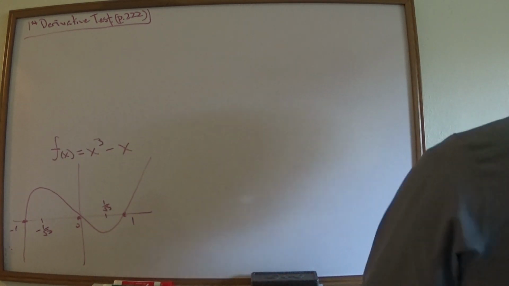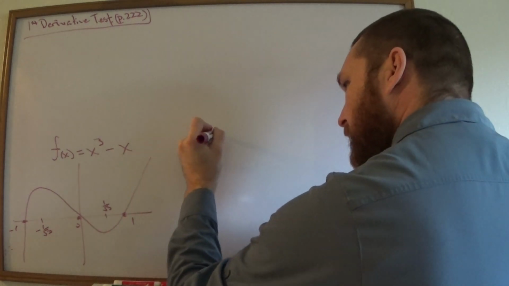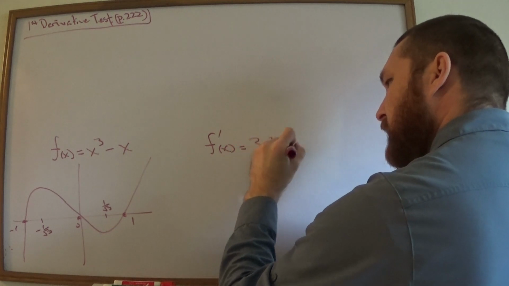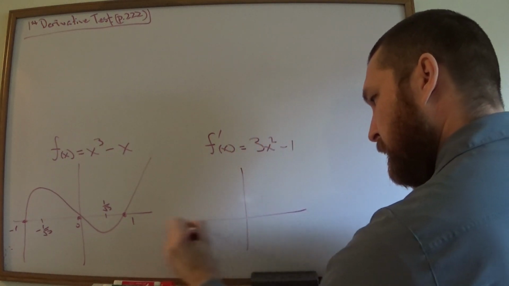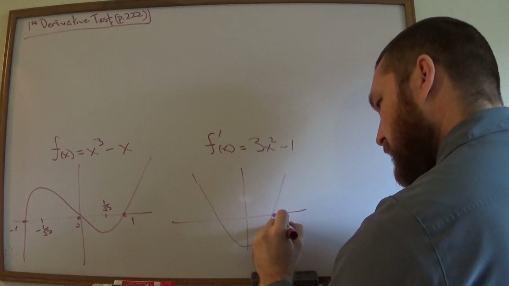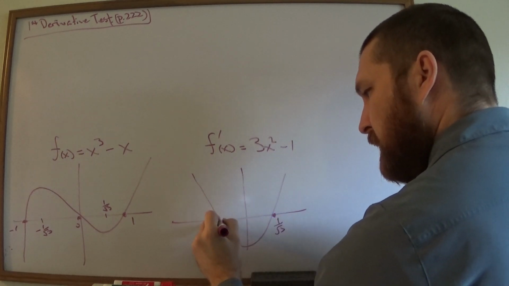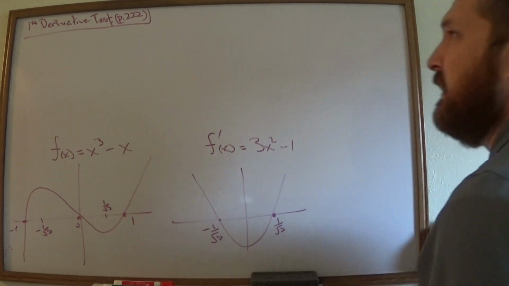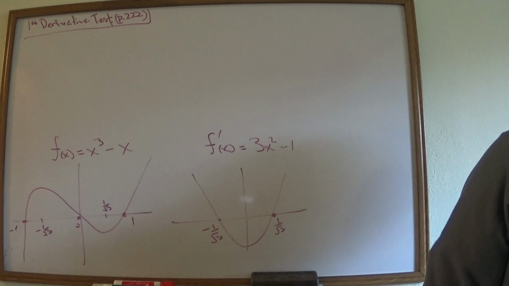Now, we also had its derivative, which was 3x squared minus 1. And it should look like this. And it was zero here at 1/√3 and -1/√3. Now, check this out. This is pretty cool.